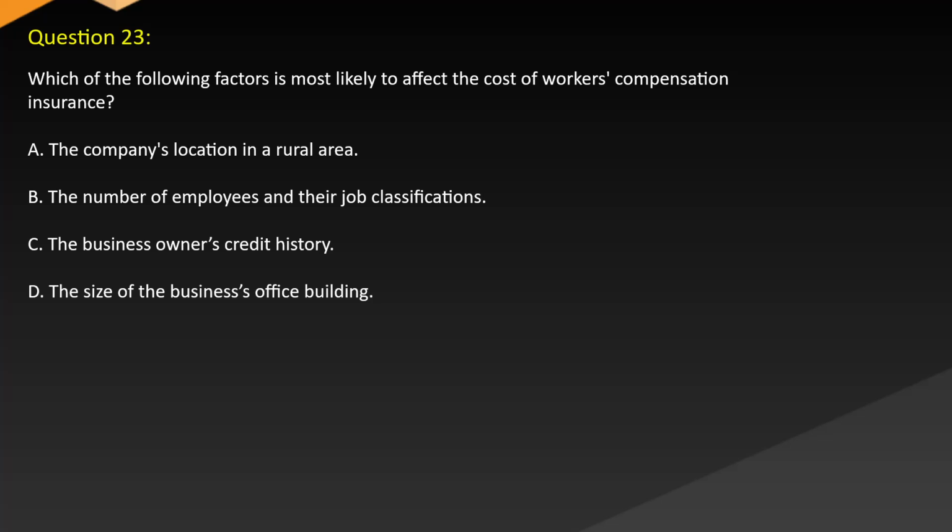A. The company's location in a rural area. B. The number of employees and their job classifications. C. The business owner's credit history. D. The size of the business's office building.